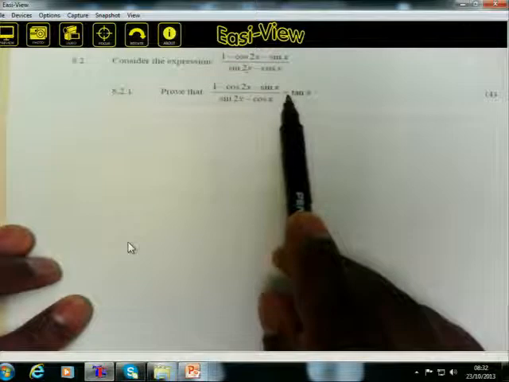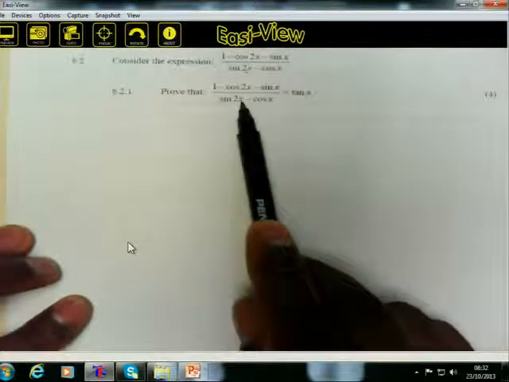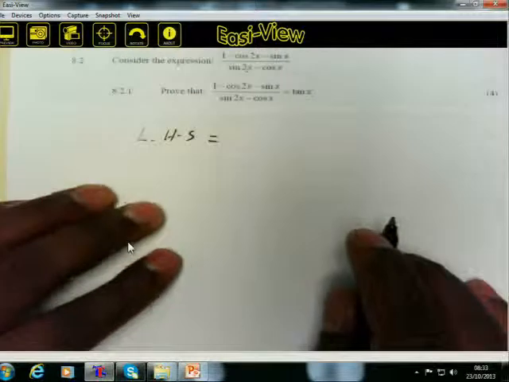This is the equality sign. This one is the right-hand side of the equality sign, and this one is the left-hand side. So you choose the complicated side. In this case, the complicated side will be the left-hand side. Let's simplify the complicated side.